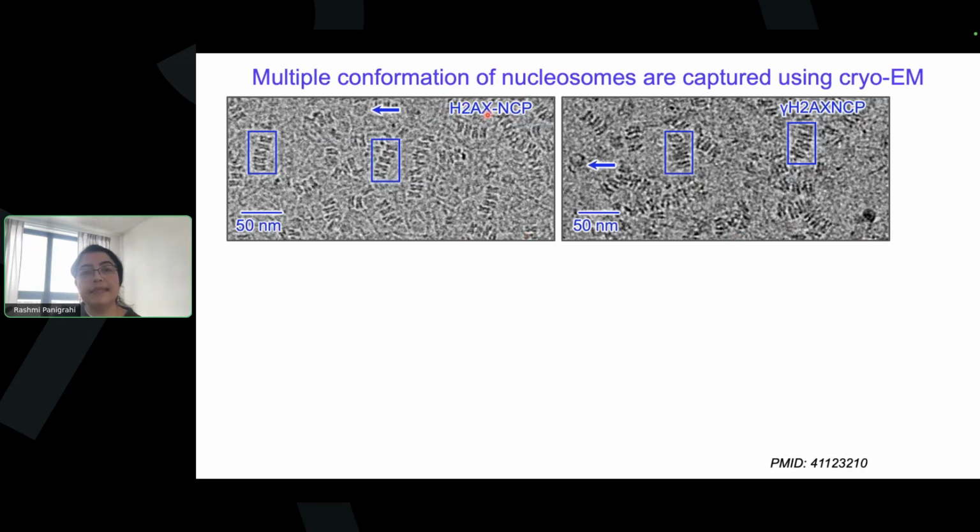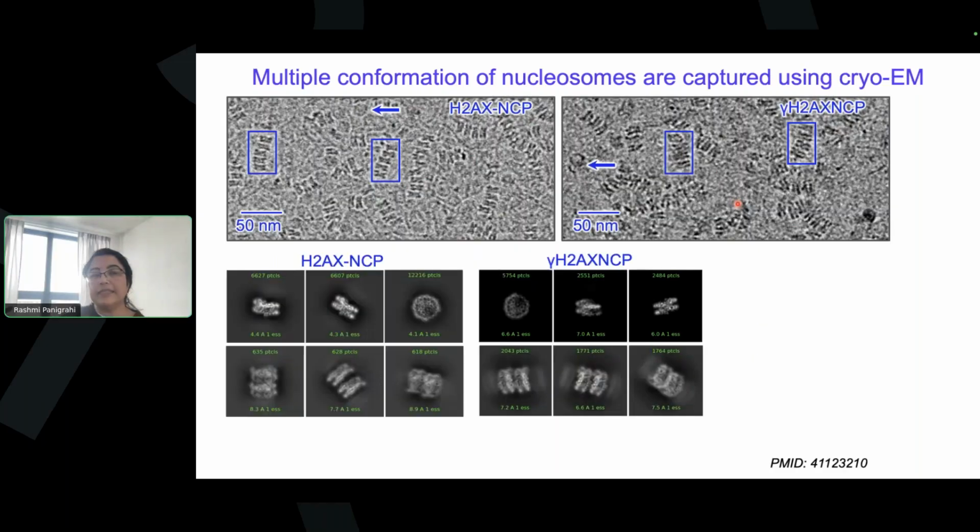So moving on, the first view of our grids are shown here. This is for the H2AX NCP, and this is the gamma H2AX NCP. At first we see that both of the grids look quite similar. In other words, we have top views of nucleosomes that are pointed out using arrows, and then there are side views of nucleosomes, which are arranged in a stacked order, as you can see in both the grids. When we performed 2D classification, we found that we got beautiful mononucleosomes as well as stacked nucleosomes.